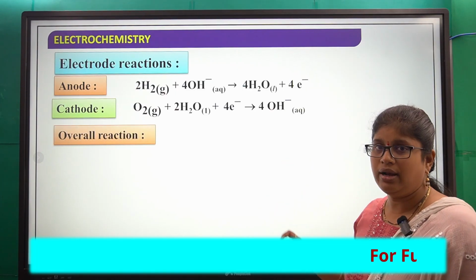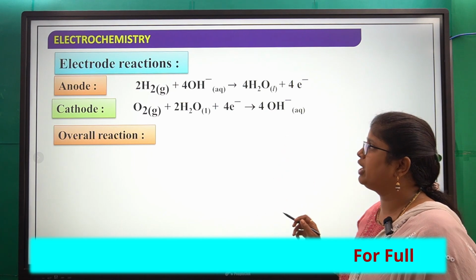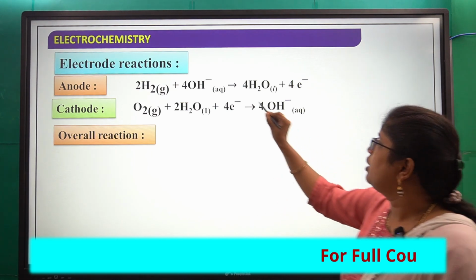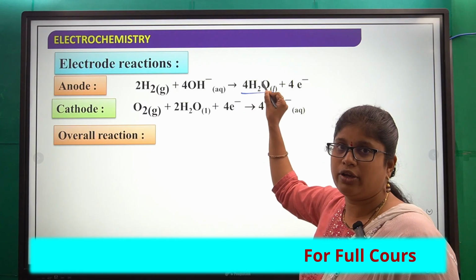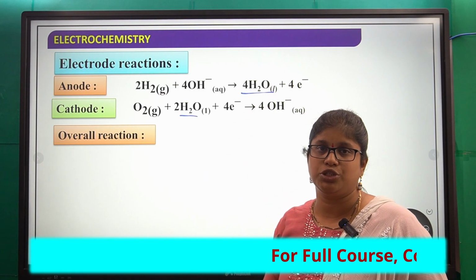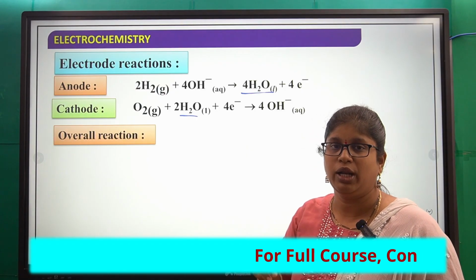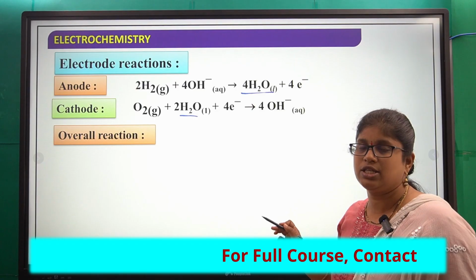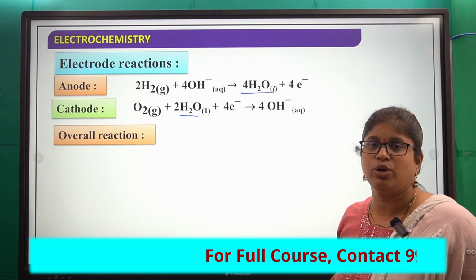What is the overall reaction? If we club these two, what are we getting here? Here 4 water molecules are produced. Of those, how many are consumed? Only 2 H2O. What about the other 2 H2O molecules? They are used for drinking purposes by the persons who are in space.